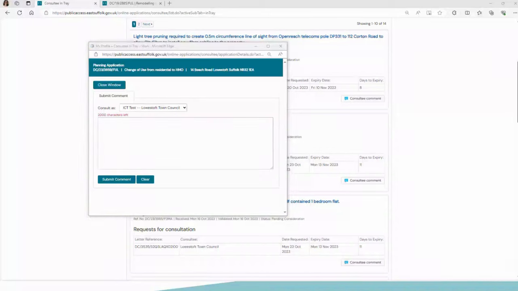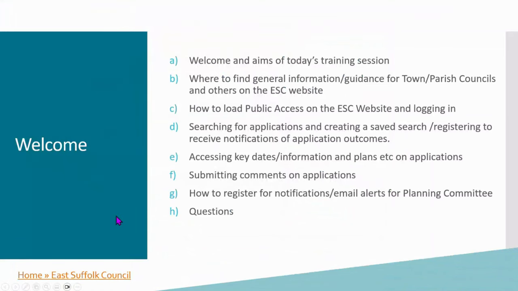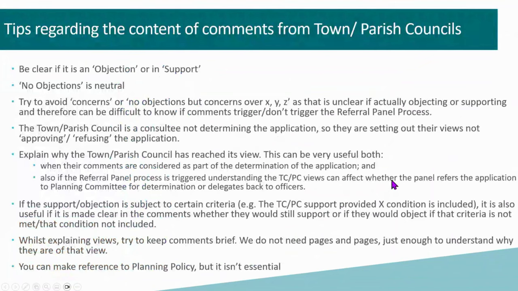I'll just go on to some tips in terms of comments. These are just some general tips on content of comments from Town and Parish Councils. It's really useful if you can be clear whether you're objecting or supporting. If you say no objections, we have to take it as neutral. We do have some comments coming in that say we've got concerns, or no objections but concerns over X, Y, and Z. And therefore it's not particularly clear if they're actually objecting or supporting, and so it can be difficult for us to know if the comments trigger or don't trigger the planning referral panel process.